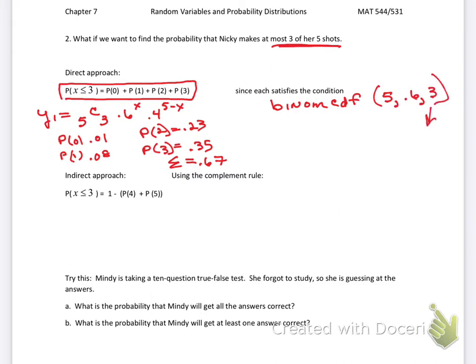This will get you everything to the left, so less than or equal to 3. That's what that's going to get you. Okay, so that's one approach.